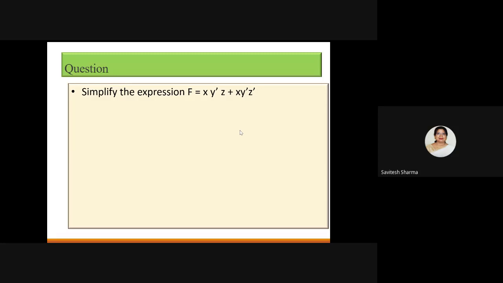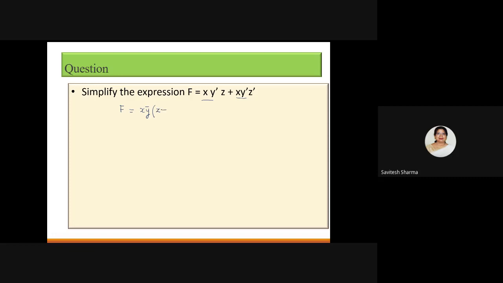So this is a simple question. I am asking you to simplify. Simplify means to come out with the minimum terms in the expression. So what does it say? x, y. You first identify how many terms are common here. You see x y bar is available in both terms, so I can take this x y bar common.